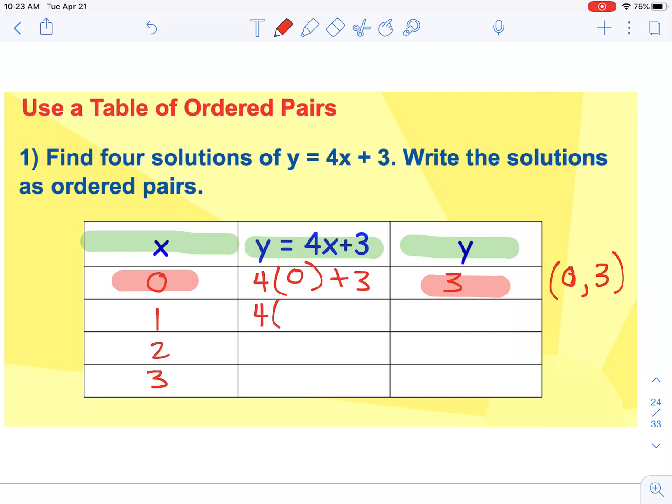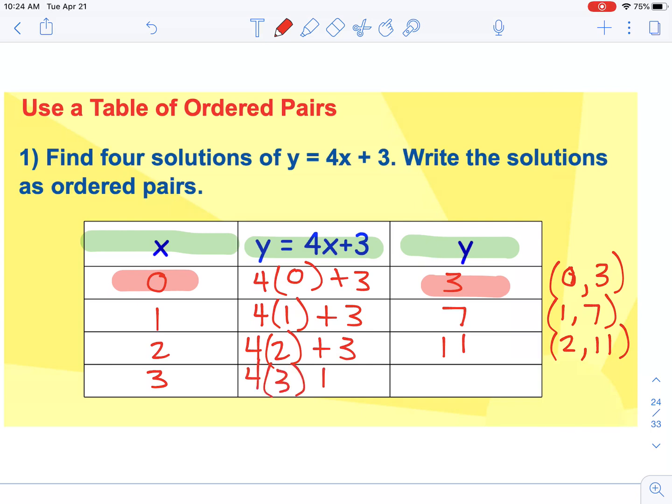Then we're going to do that again with the number 1. So we have 4 times x, that's where we plug in our 1, plus 3. 4 times 1 is 4, plus 3 is 7. So again, our ordered pair starts with our x, which was 1, and then our y, which was 7. Then we go to the number 2. I'm going to take 4 times, plug in 2 for x, plus 3. 4 times 2 is 8. 8 plus 3 is 11. So our x value here was 2. Our y value was 11.